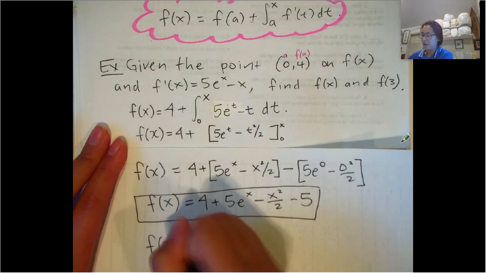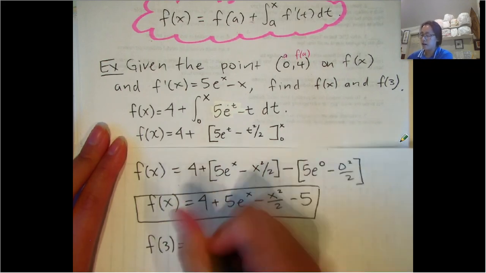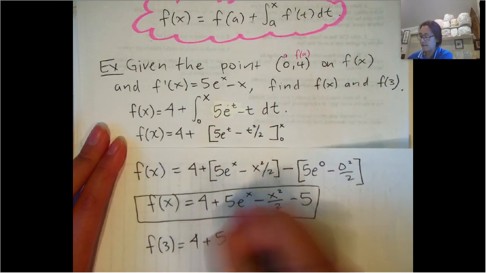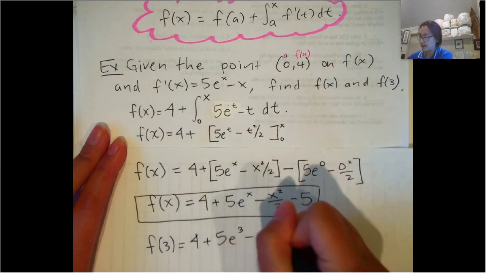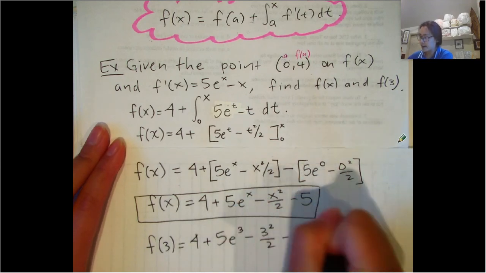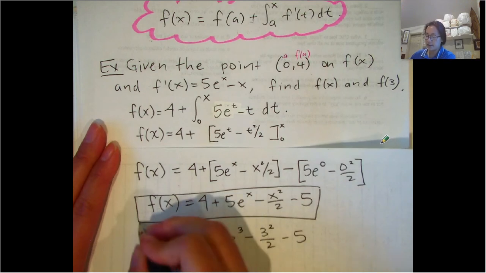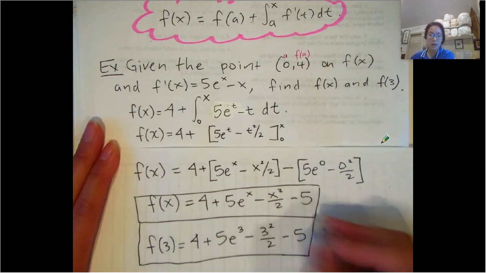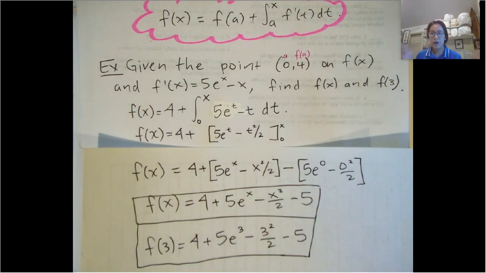F of 3, we can just plug 3 into here. We have 4 plus 5e to the third minus 3 squared over 2 minus 5. And as you know, for this class, you do not need to simplify, so we can just go ahead and leave it like that. So there you have it. That's the Fundamental Theorem of Calculus Part 3, which is unofficial, and an example of how to use it.